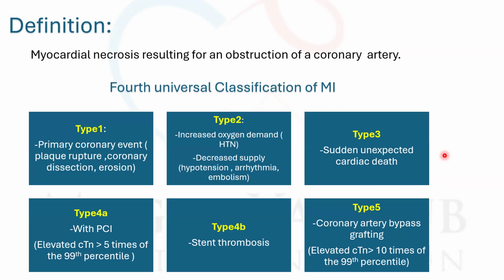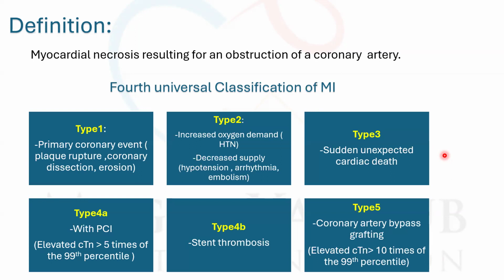We have something called the fourth universal classification of MI, which classifies MI into 5 different categories. The first category is due to a primary coronary event, for example a plaque rupture, coronary dissection, or erosion or ulceration of the coronary arteries. Type 2 is due to either an increase in oxygen demand, like cases of hypertension, or a decreased supply, like cases of hypotension, arrhythmias, brady or tachyarrhythmias, and embolism. Type 3 is related to sudden unexpected cardiac death. Type 4 and type 5 are intervention-based. Type 4 is caused after PCI intervention, and type 5 is after coronary artery bypass grafting.